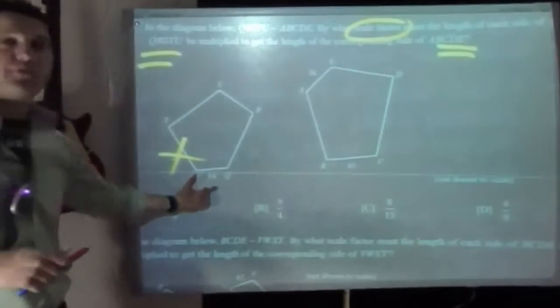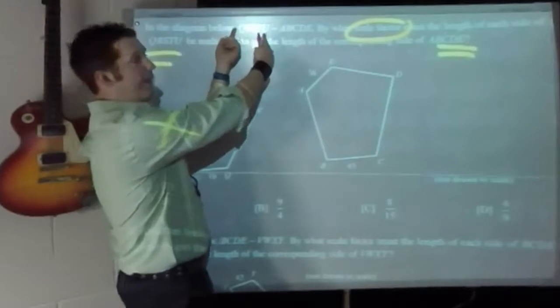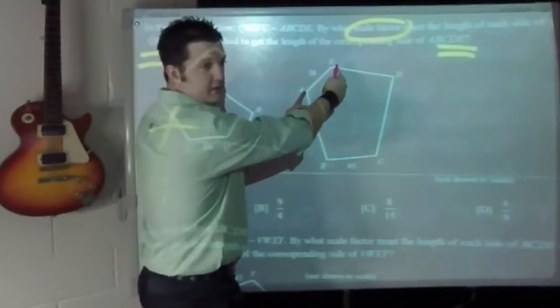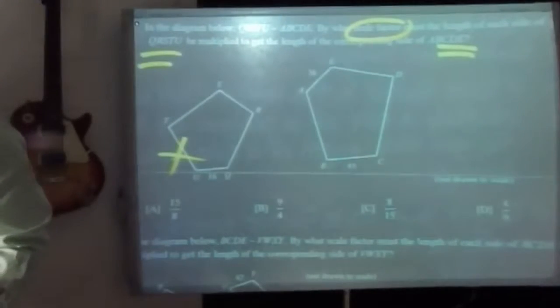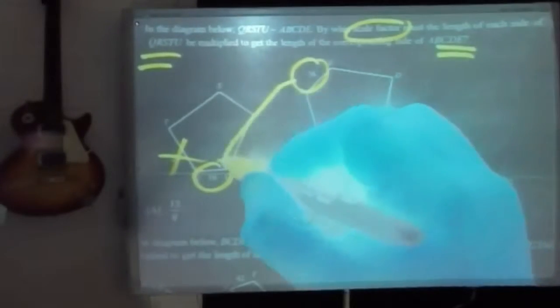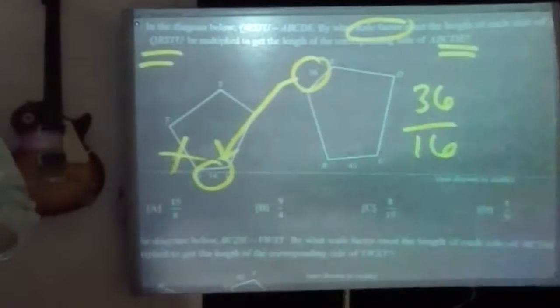So I should have something for UQ. UQ, or QU, goes with what? AE. Hopefully I got something for AE. Yes, you got something. 36 over 16. Yeah, I've got 36 and 16. Why did we put 36 on top? Because it's the second one. The second one goes on top. So my fraction is 36 over 16.